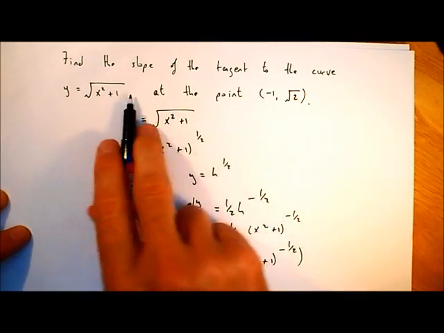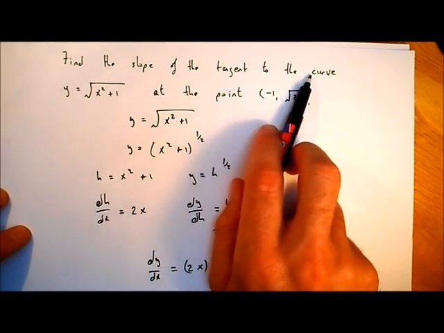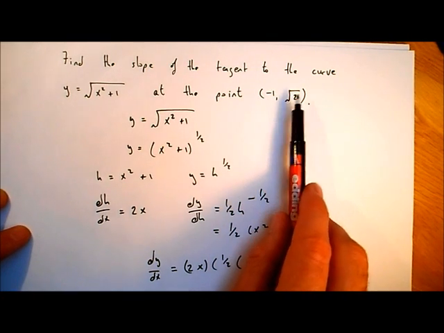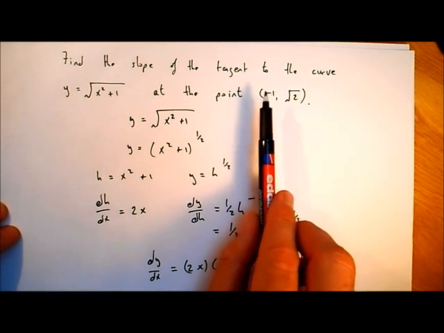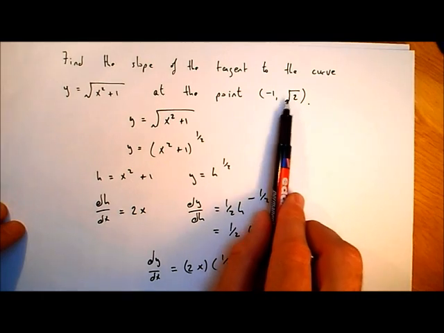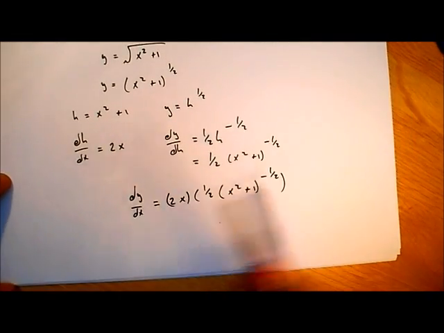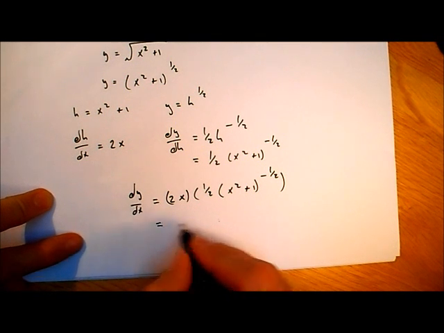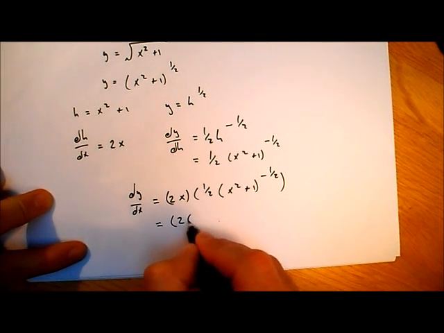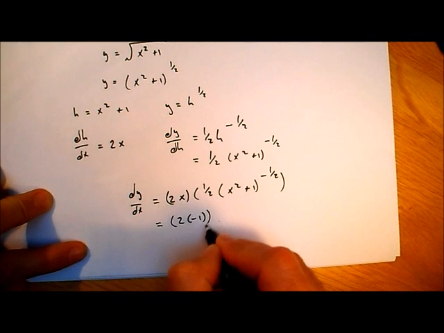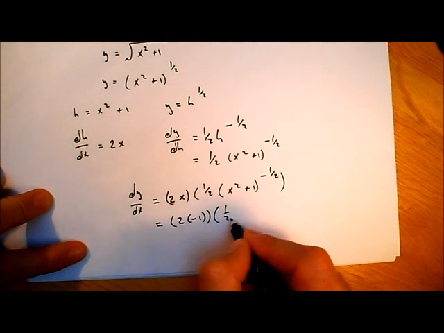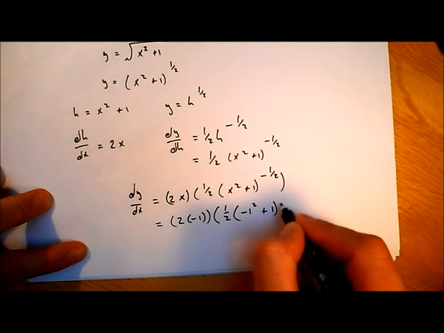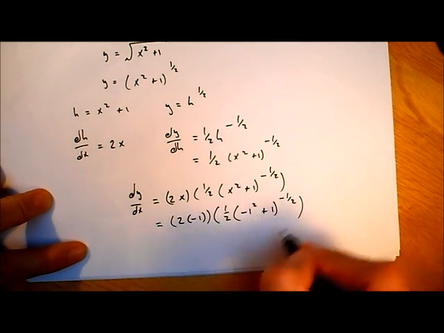Another way to say that would be find the slope of the tangent to the curve when x is equal to minus 1, because at the point minus 1, root 2, the x part is minus 1 and the y part is root 2. So when x is minus 1, we can just fill in minus 1 for x. So dy over dx, the slope, would be twice minus 1, times a half, multiplied by minus 1 squared plus 1 to the power of minus a half.